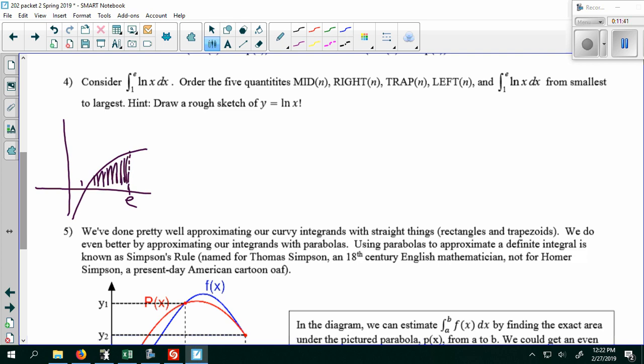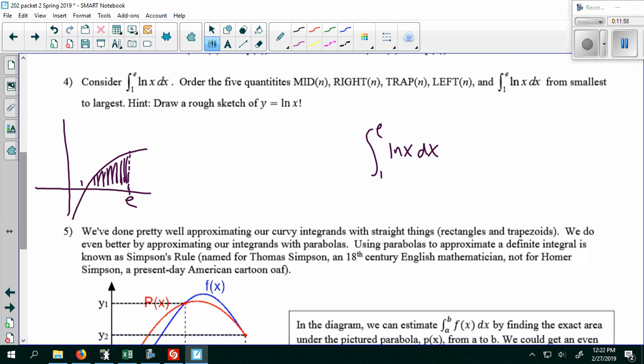Now, if I wanted to, let's write that down here. Integral from 1 to e of ln x dx. Now, some of these estimates are going to be underestimates and some are going to be overestimates. So first, let's just decide which side they go on.